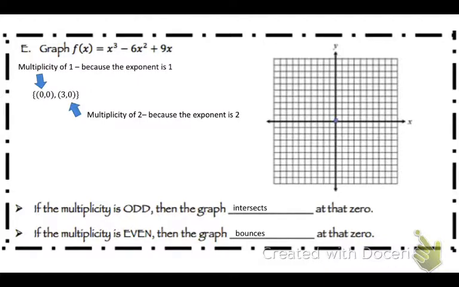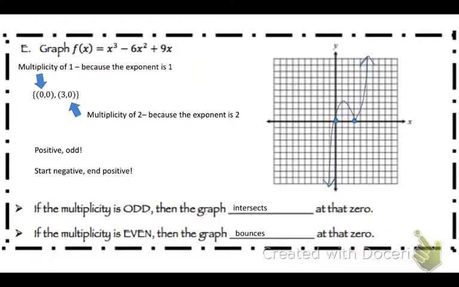So let's graph (0, 0) right there. And let's graph (3, 0) right there. Now this is a third degree polynomial. It's positive and it's odd, which means that it's going to start low and it's going to end high. So it starts negative, ends positive.